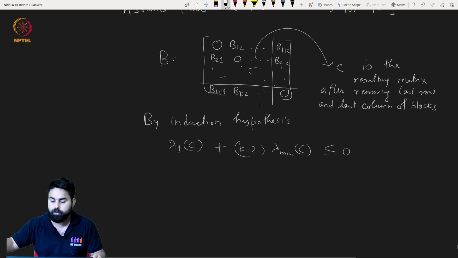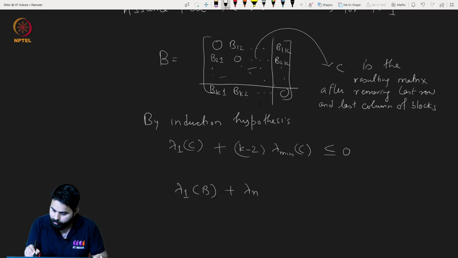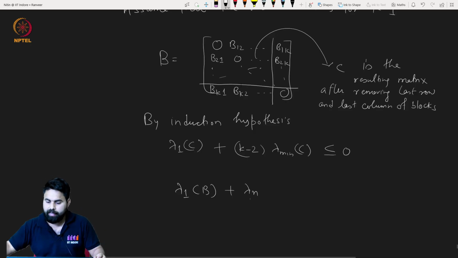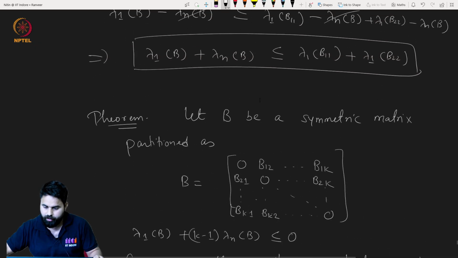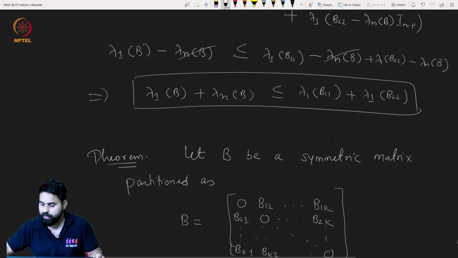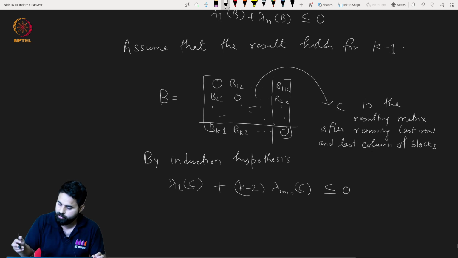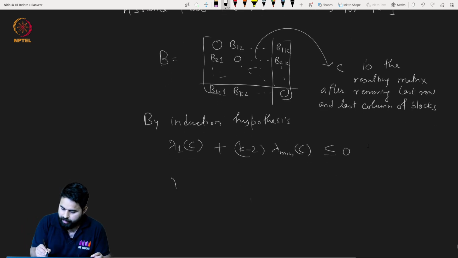because B is a symmetric matrix, we can actually treat this as some C, then there are blocks, then again block, and so we can also write lambda 1 of B plus lambda n of B. Basically now I am making use of this theorem, let B be a symmetric matrix. So lambda 1 of B plus lambda n is always less or equal to this quantity, right? Now this quantity here will be C and this will be 0, okay? So now I am treating this as C.